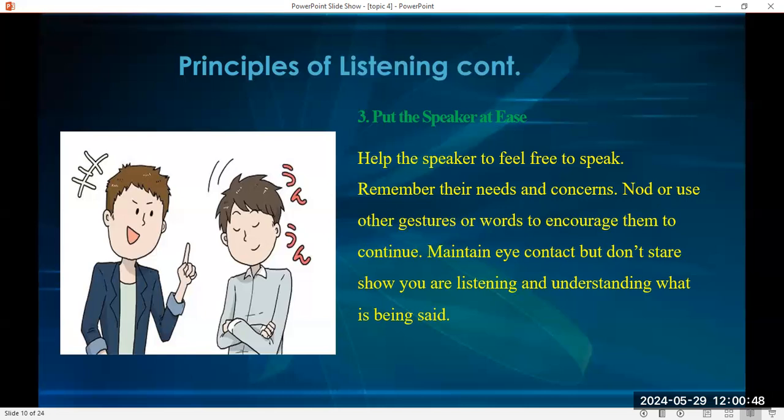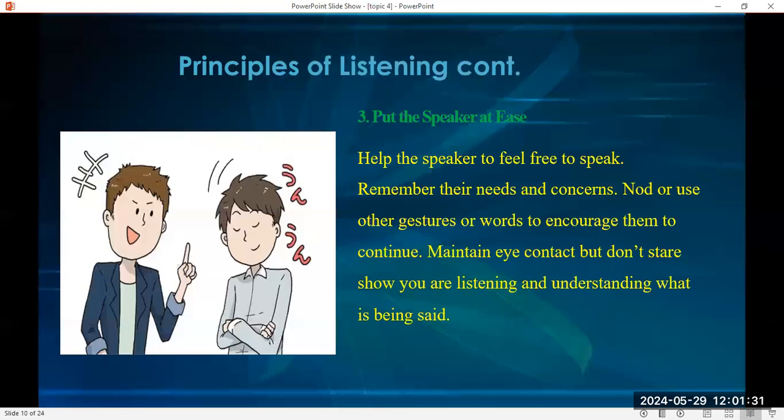So make sure that you put the speaker at ease. Nod your head if you need to. Shake your head if you need to. Show them that you relate with what they are saying, and so on and so forth. Maintain eye contact, but do not stare. To maintain eye contact does not mean that you stare. Staring is drooling. You have seen a beautiful lady passing and you are just drooling at that lady. That is staring. Maintaining eye contact is looking at the person directly in the eyes. Do not stare.